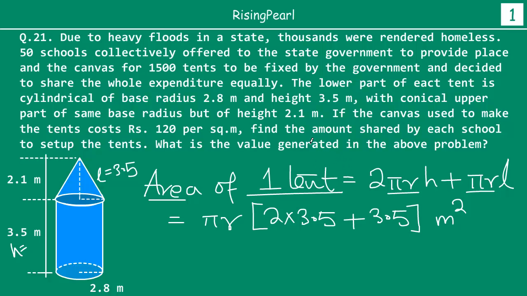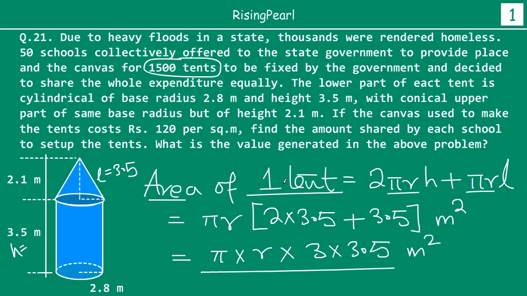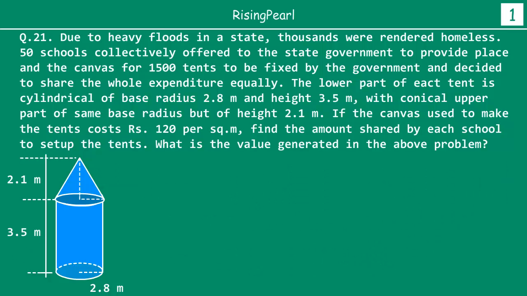So how many tents do we have? We have 1,500 tents. So in other words, let's see if we want to simplify this a little bit. So this will be pi r times, so 2 times 3.5 and 1 times 3.5, it will be 3 multiplied by 3.5, right? So this much meter square. So if this is area of 1 tent, so area of 1,500 will be just simply this multiplied by 1,500. So let's do that next. So pi r times 3 times 3.5, right?